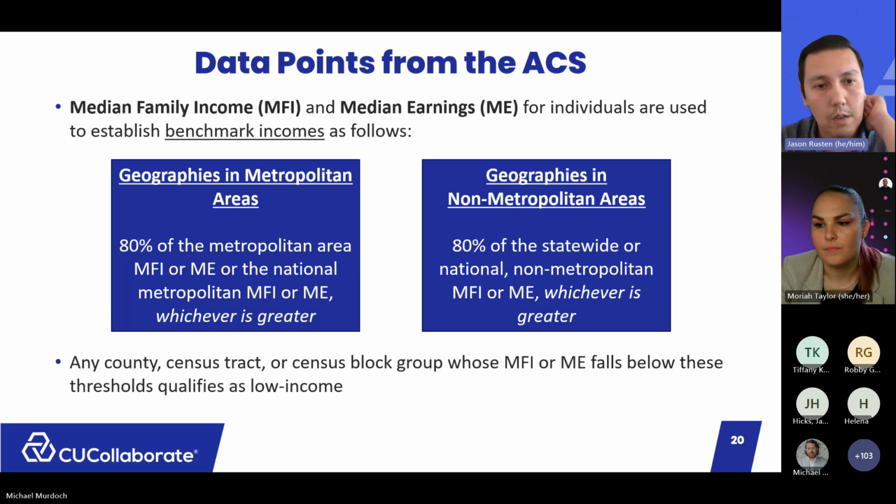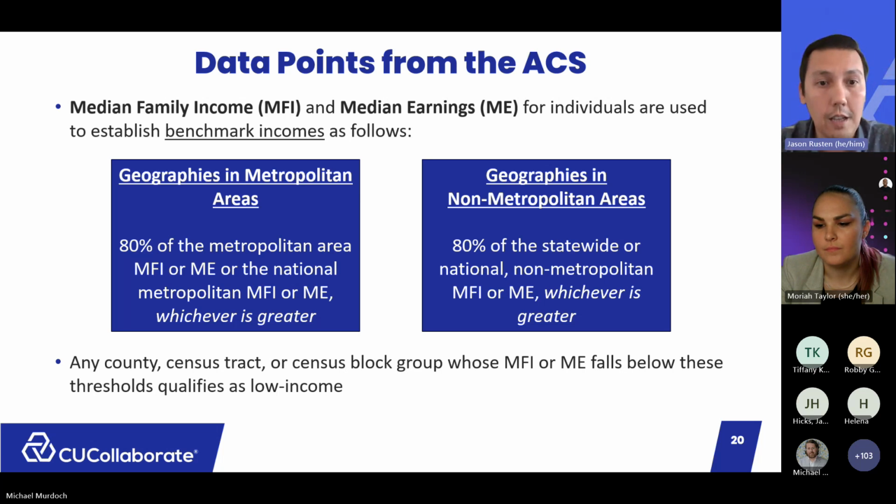If we're outside of a metropolitan area, the calculation is slightly different. What the NCUA does there is they take 80% of the statewide or the national non-metropolitan median family income or median earnings, whichever is greater, and they use that as the benchmark for what sets that 80% bar.